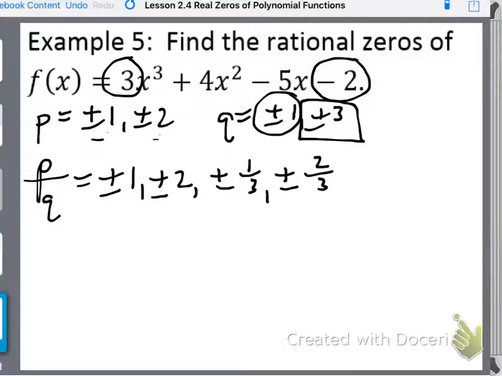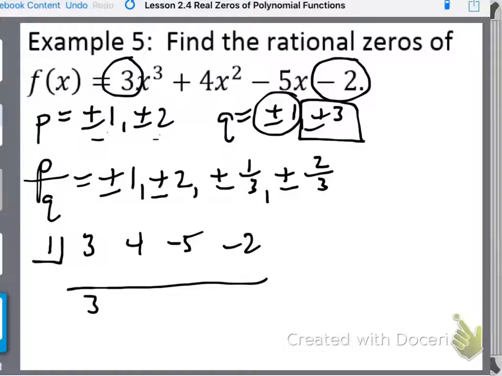Okay? Now, you can take the numbers and plug them into the function like I did in the last problem. We could also do synthetic division. So I'm going to start with 1 and put 1 in the box. Here are my coefficients. I am really not going to have any room for this. Hopefully this works. So bring down the 3, multiply. Add, multiply. Add, multiply. Okay. So we get a 0 remainder. So what that means is one of my rational zeros is x minus 1. That's one of my answers.